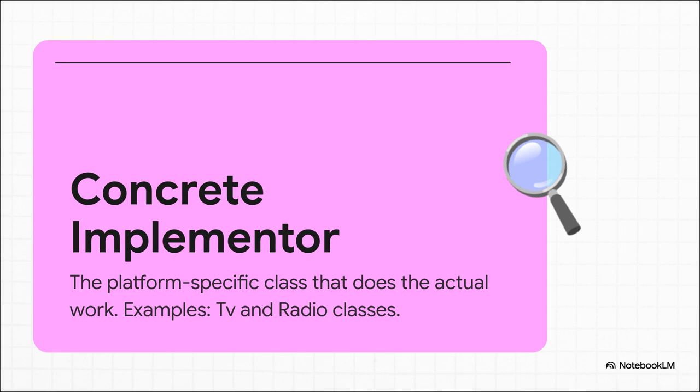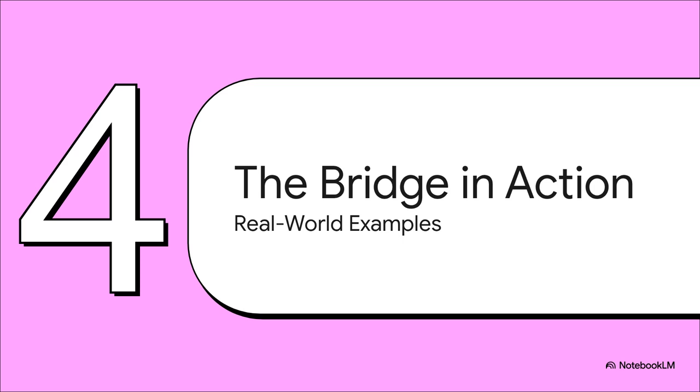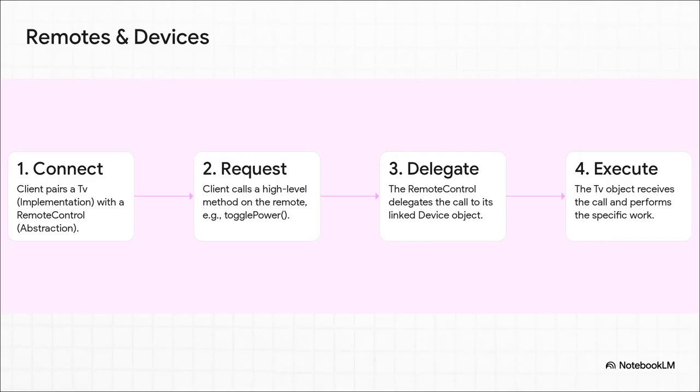So a TV class and a radio class would both implement that device interface, but each one would have its own specific logic for how to actually turn on or change the volume. Okay, theory is great and all, but where the rubber really meets the road is in the real world. Let's see how this structure gives us some serious power and flexibility in actual applications. So let's walk through that remote example step by step.